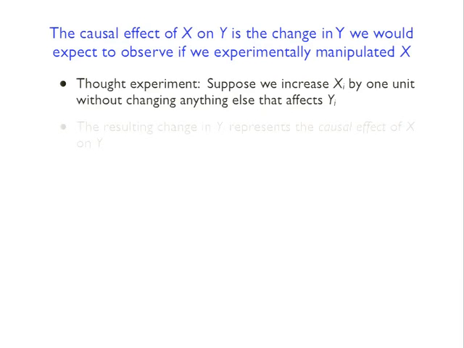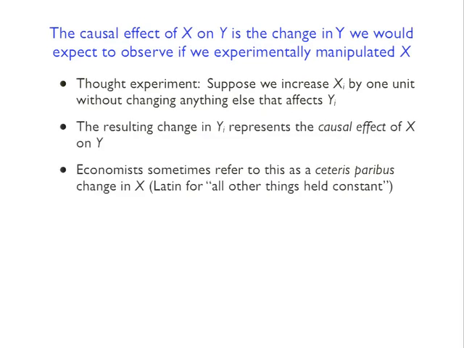Sometimes, maybe in your other econ courses, you might have heard people refer to this type of effect as a ceteris paribus change in x. That's Latin for all other things held constant. So the idea is that we're going to change x, but leave everything else that could potentially affect y unchanged. So basically, everything else in this εi term is going to be left unchanged.